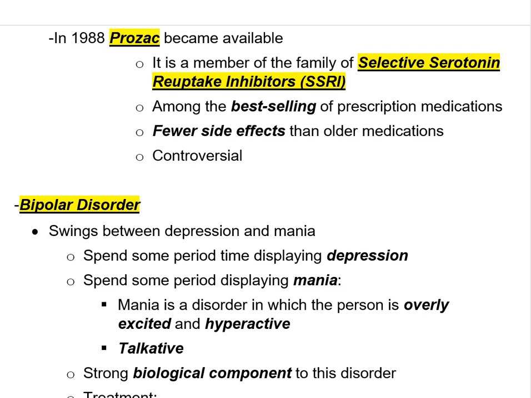We know that there's a genetic component to it. It tends to run in families. Investigations done with identical twins show that if one twin has bipolar disorder, the other is much more likely to have it as well. There are different ways of treating bipolar disorder.